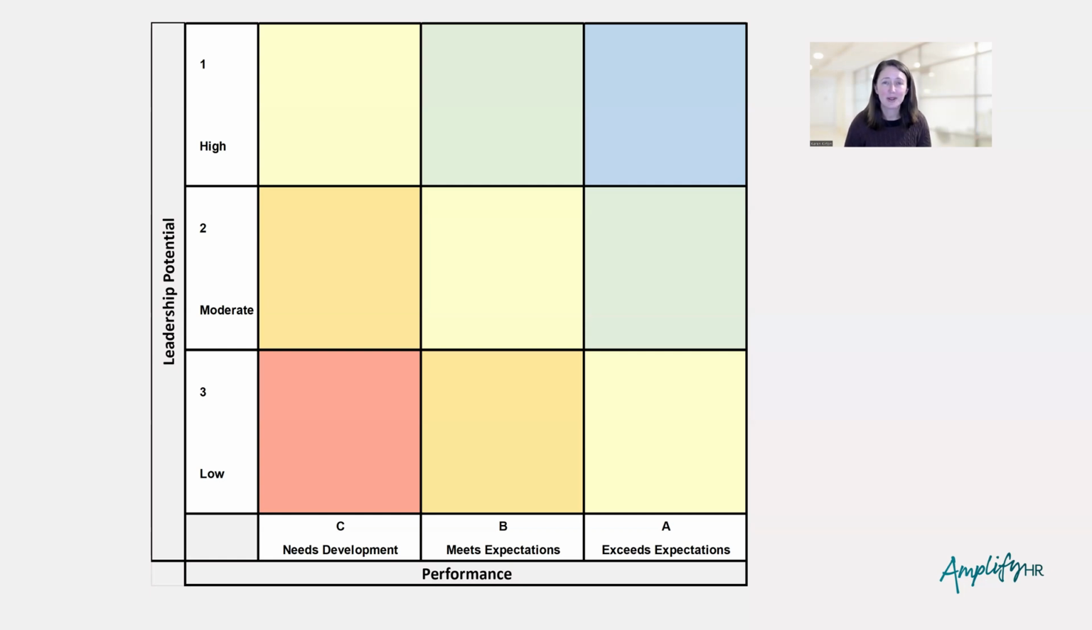The first time you do this, it may take a good hour, could even be longer depending on the size of your team. And then you review it every quarter and just check, did I do those actions that I said I was going to do? Has that person's performance or potential changed? And if so, why is that? Is that a positive thing or a negative thing? And then what are my actions from there? This is how you can start to be really intentional about developing and retaining people in your business.